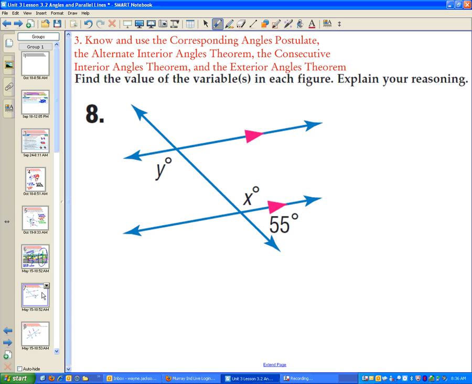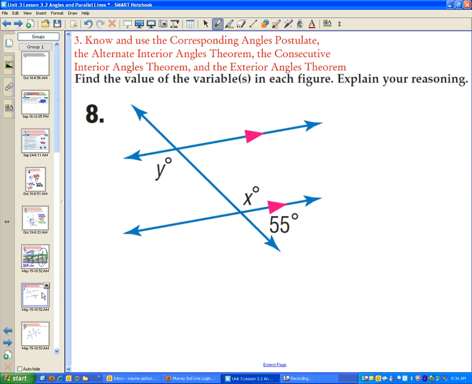Now let's try some that involve some algebra. So find the value of the variable in each figure. And then explain your reasoning, that's probably going to be we just tell what theorem we use. We'll see how that needs to be done in a second. Well, not any real algebra here for number 8.